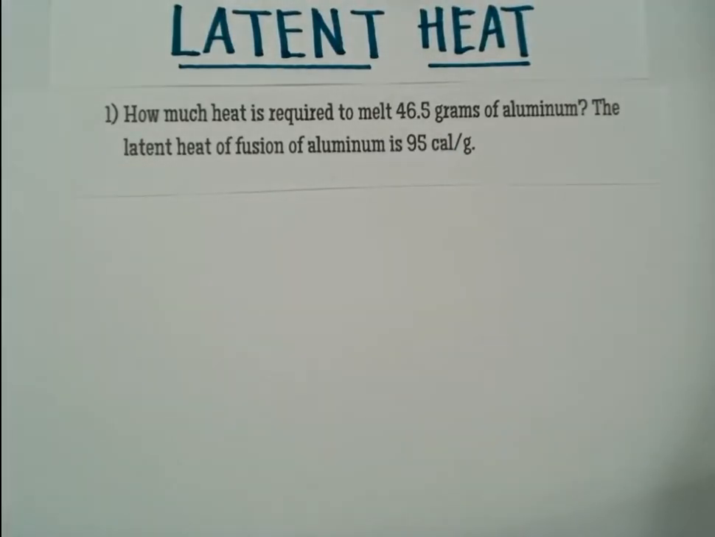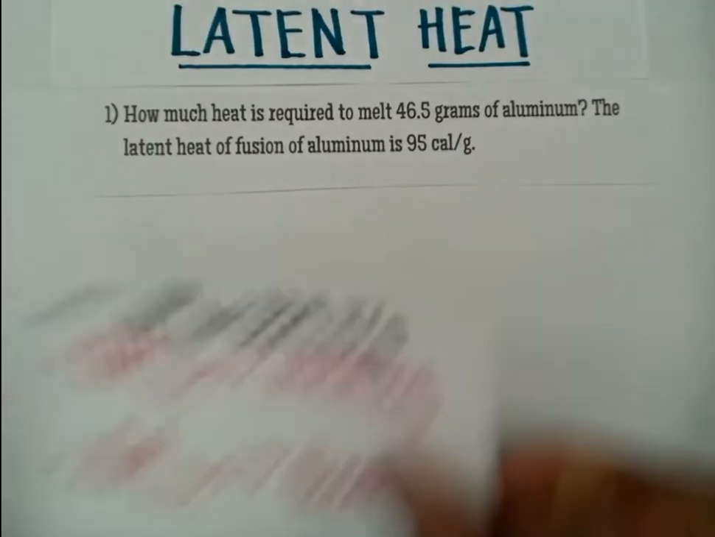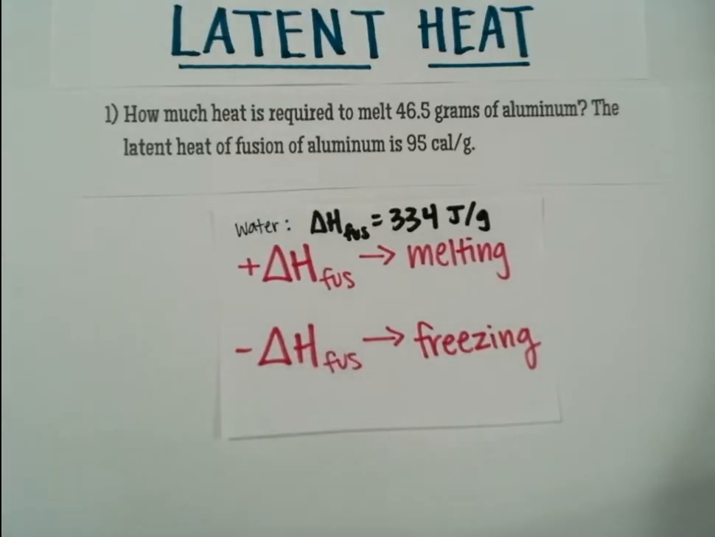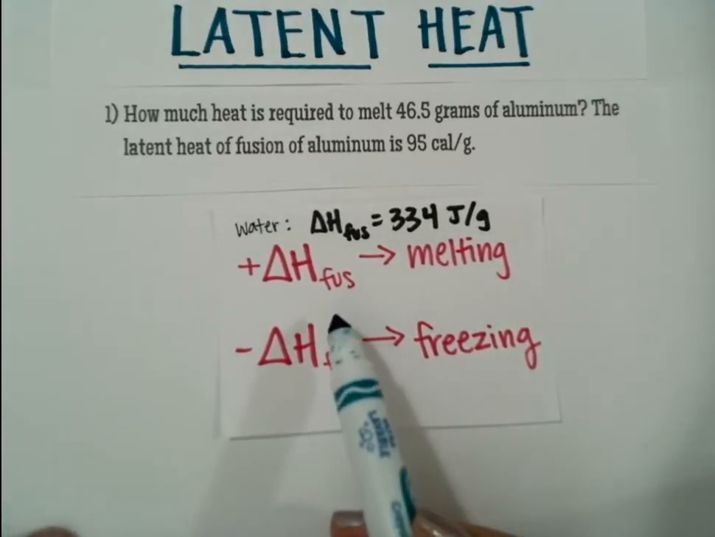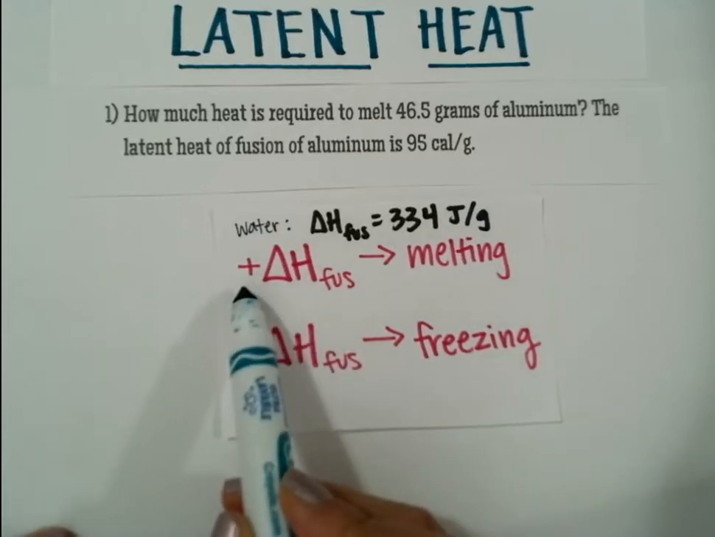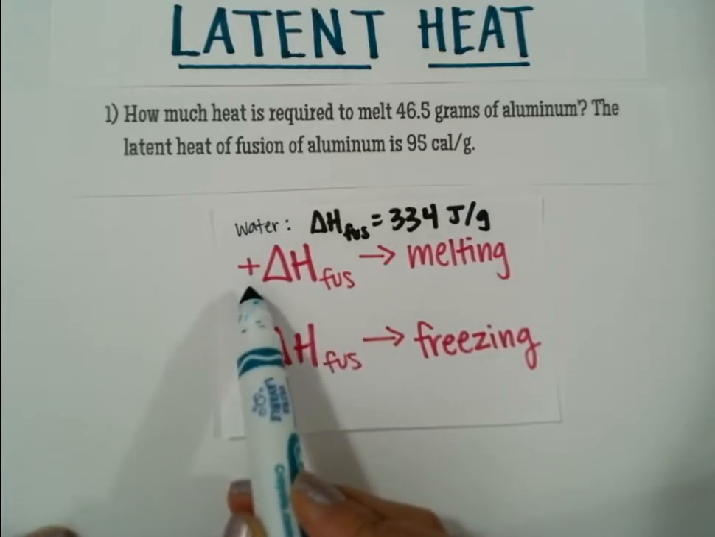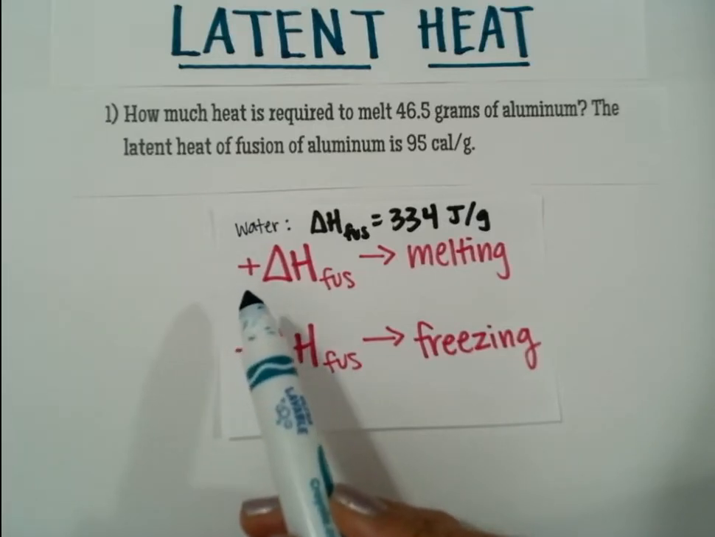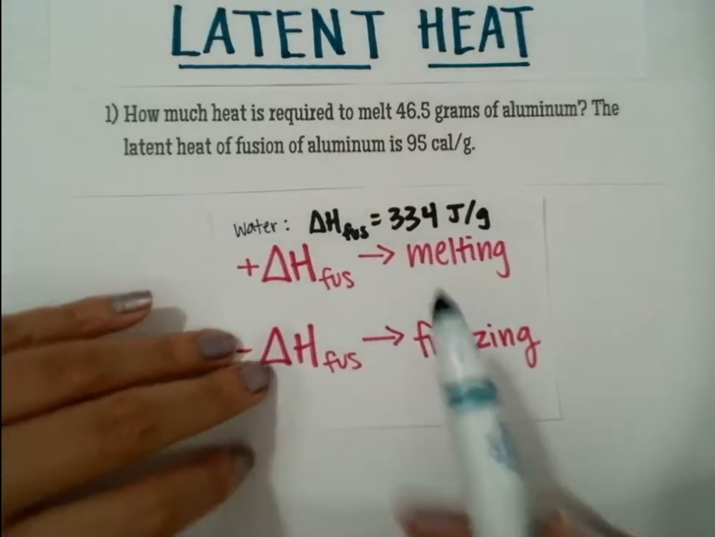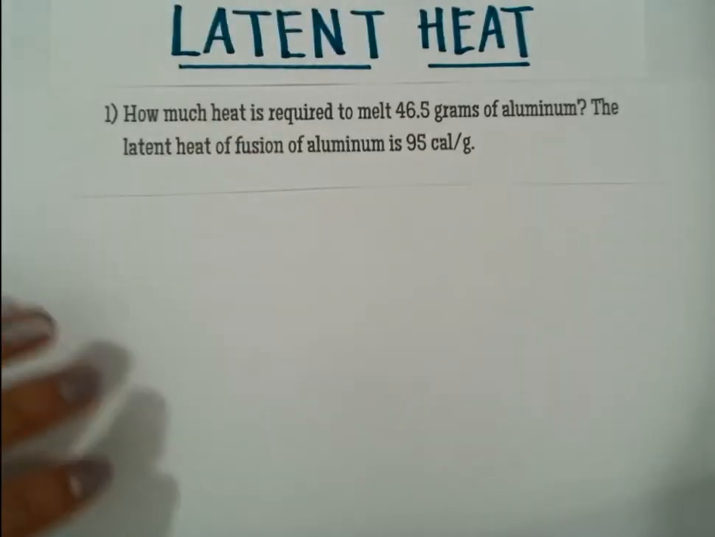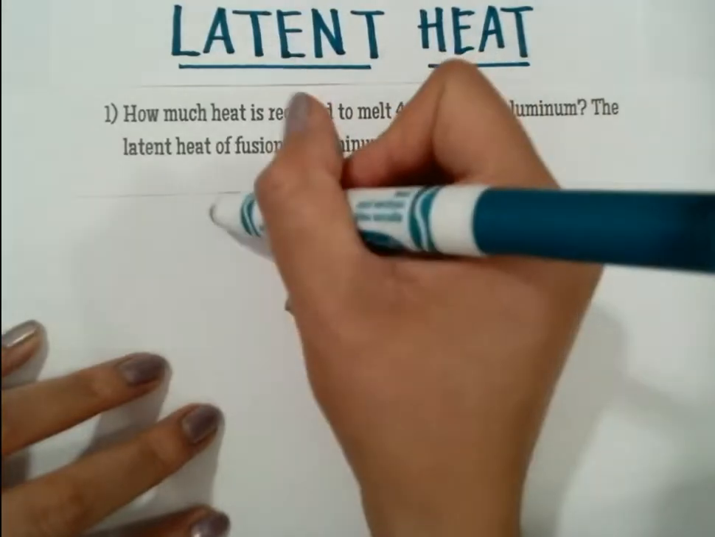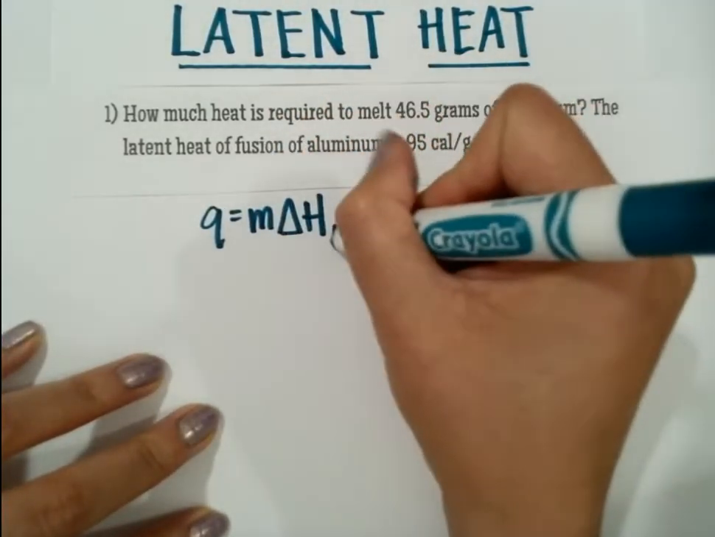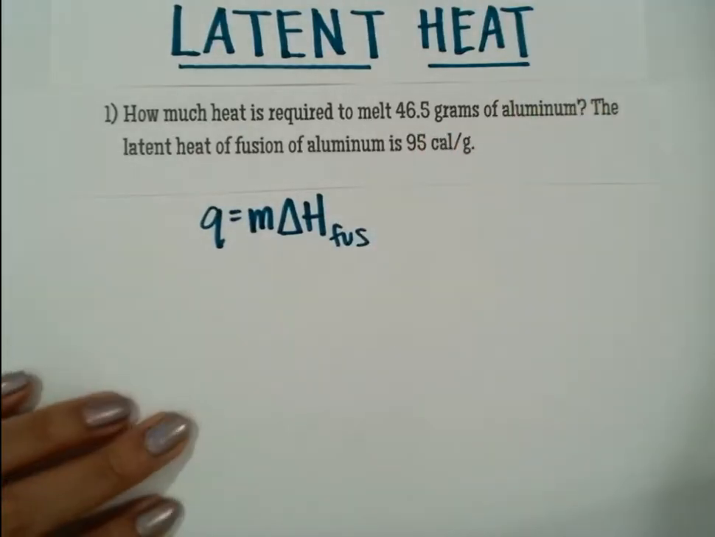Melting means that we are going to be using delta H of fusion because fusion is between solids and liquids or liquids and solids. We're looking at melting, so we know that our delta H is going to be a positive value. If we're going from a solid to a liquid, the molecules are getting faster, and so it's an endothermic reaction. It's absorbing energy. So I'm going to write my formula, which is Q equals M delta H, and we established that we are going to use fusion.